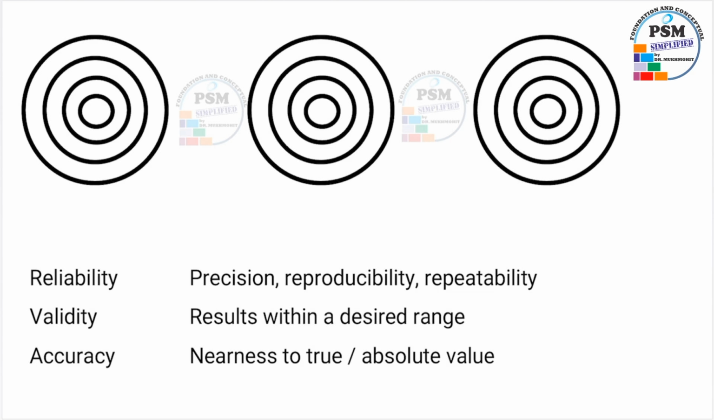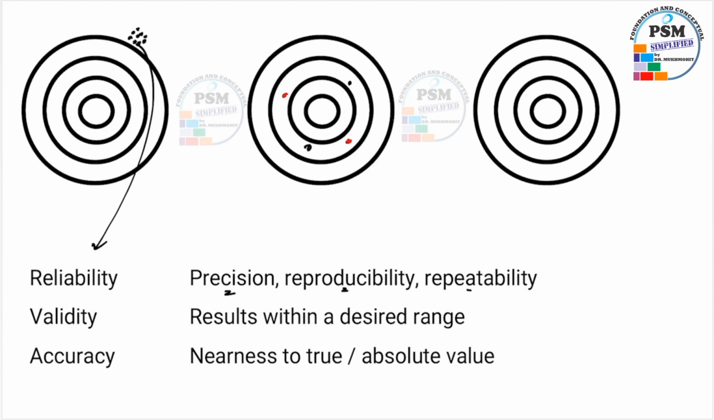Next, sometimes people get confused about what reliability, validity, and accuracy are. See, if a person is giving the same results again and again, hitting the same area again and again, this result is called a reliable result. That is precision, reproducibility, and repeatability. What is validity? Validity means that you were able to get the results within a desired range. That is, you wanted to hit the target. Did you hit the target?